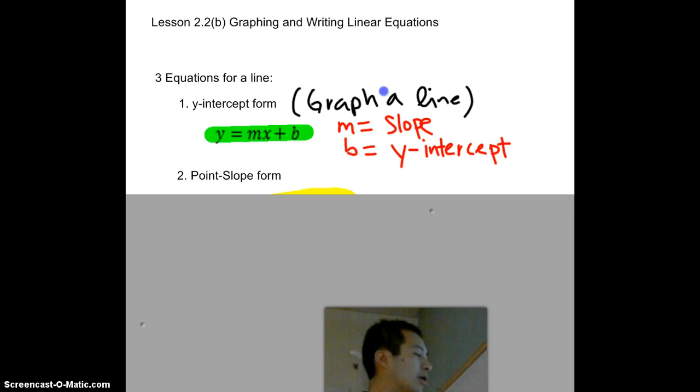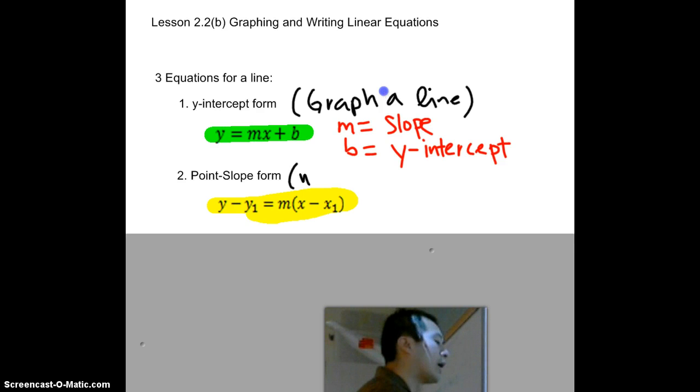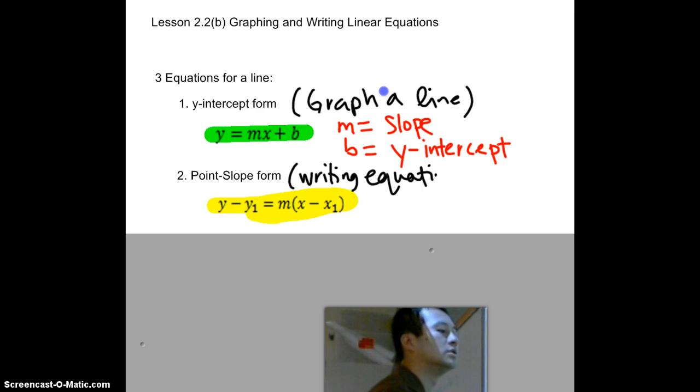Then you have another form. Form number 2 is called point-slope form. Why is point-slope form important? Point-slope form is for writing equations. Every time the direction says write the equation of a line, you're going to use point-slope form. Every time it says graph a line, you're going to use y-intercept form. Perfect. If it says write the equation of a line, you're going to use point-slope form.